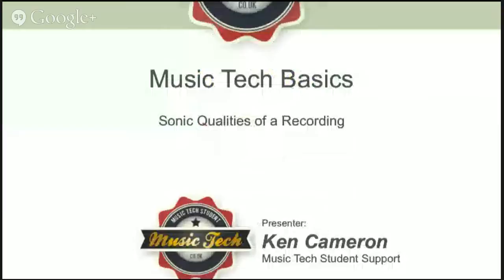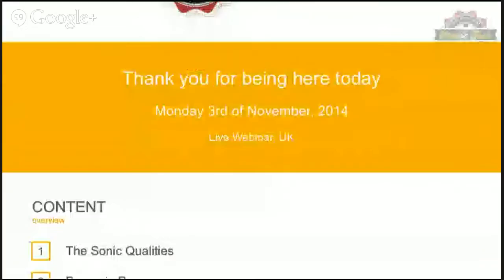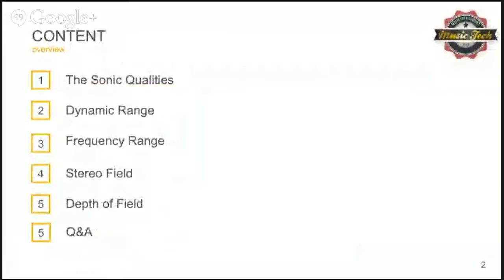So we're going to look at the sonic qualities this week. The sonic qualities are made up of 4 areas, and it's really important that any mix, any recording will include these 4 areas. So here's the content breakdown. The sonic qualities, quick overview, and then we're going to look at the dynamic range, the frequency range, the stereo field, and the depth of field, which are the 4 sonic qualities.